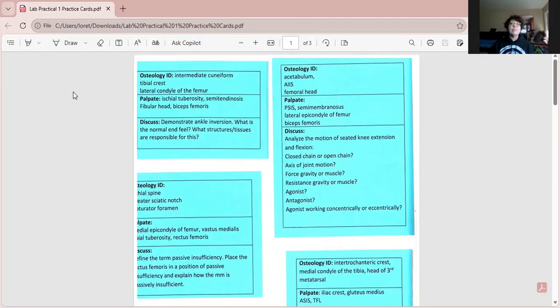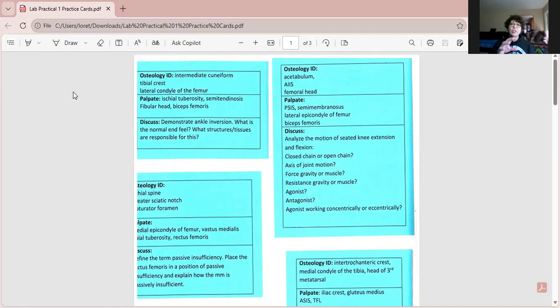The discussion is demonstrate ankle inversion. I think we can all do that. What's the normal end feel? So the normal end feel of ankle inversion is going to be a firm end feel, and it's the ligaments that are responsible for this and the muscles to some extent.